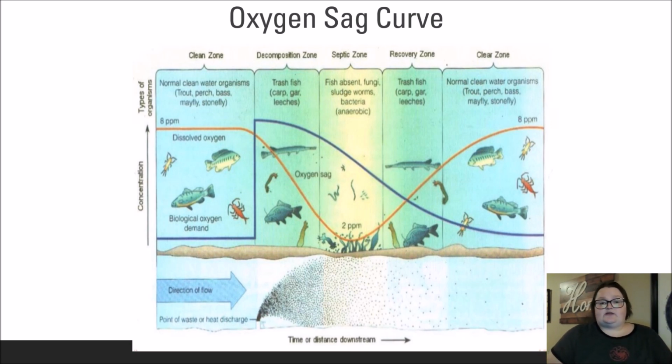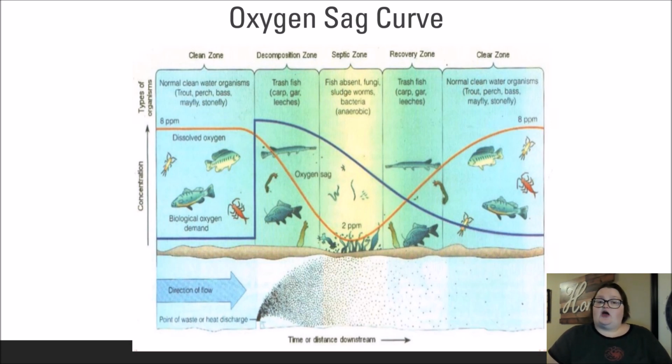The continued decomposition of the pollutant moves us into the septic or anoxic zone. In this zone, the dissolved oxygen is at its lowest, but the BOD is also starting to drop. There are few organisms living in this area. Most of them are anaerobic organisms like bacteria, and some worms and leeches.